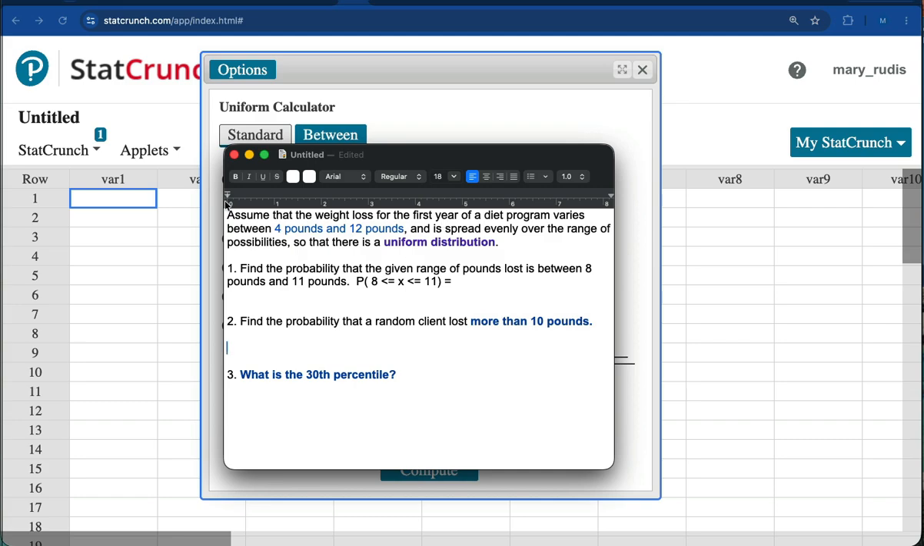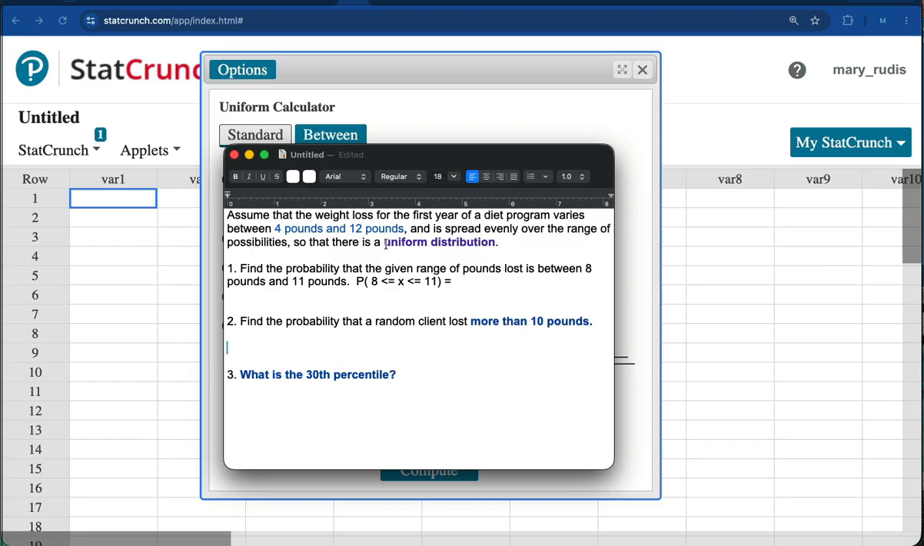So in front of us is a scenario where we're given a weight loss treatment, or a diet program. Assume that the weight loss for the first year of a diet program varies between 4 pounds and 12 pounds. Okay, so that's being given to us. And it's spread evenly over the range of possibilities. So we call that a uniform distribution, and you're going to see what that looks like in a moment.